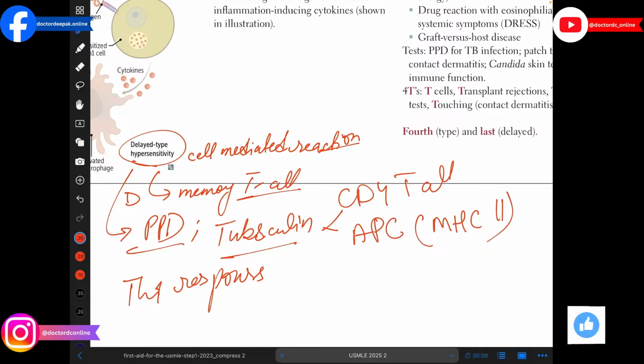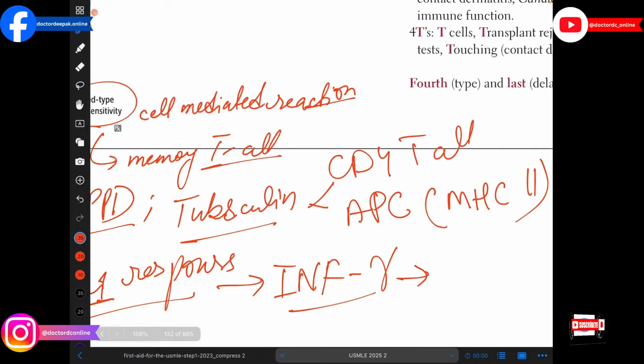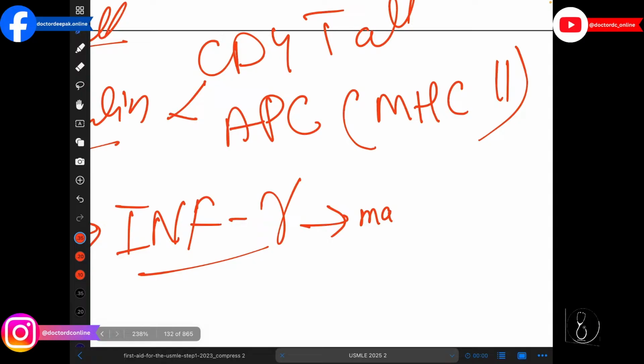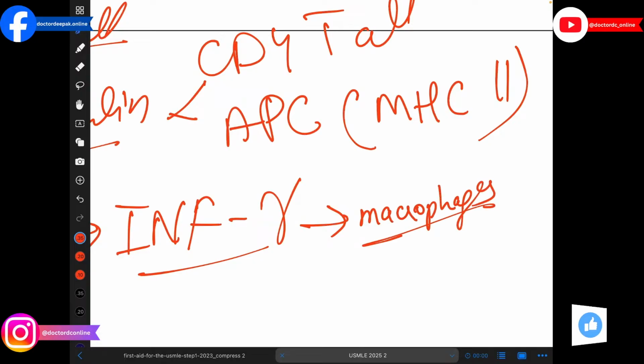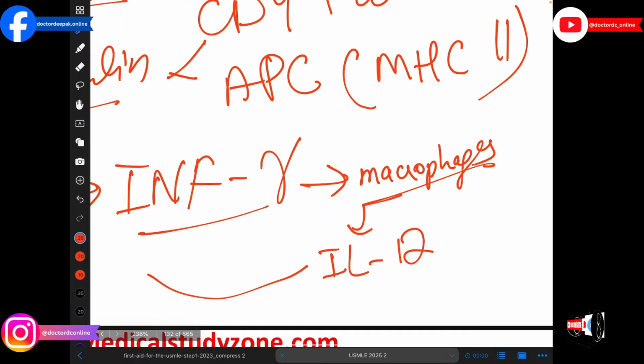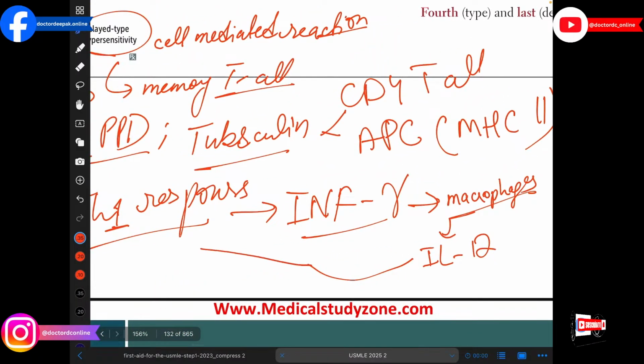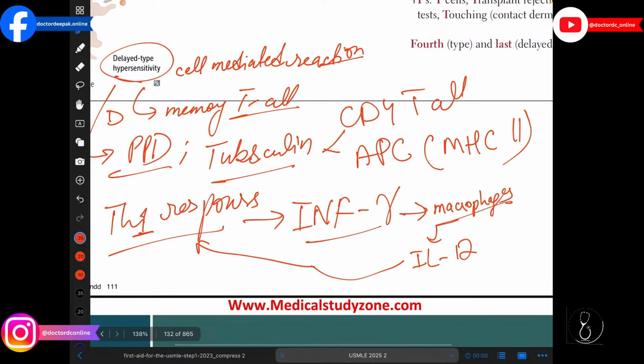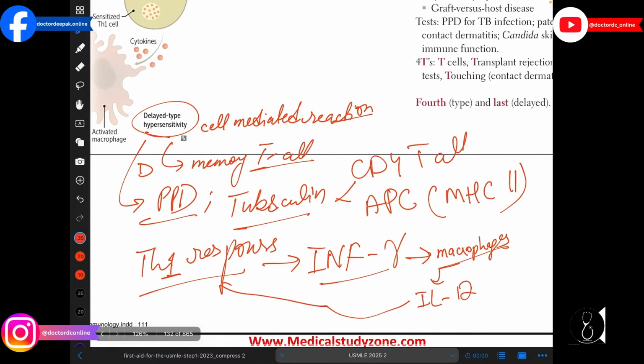By this the T helper 1 cell will be activated and release interferon gamma, and it will activate macrophages. After that, interleukin 12 from the macrophages stimulates the helper cell 1 response, and that results in redness and induration 24 to 72 hours later, after injecting tuberculin.